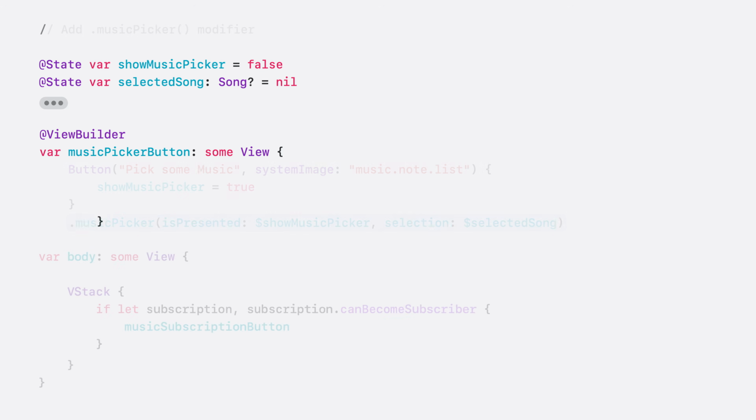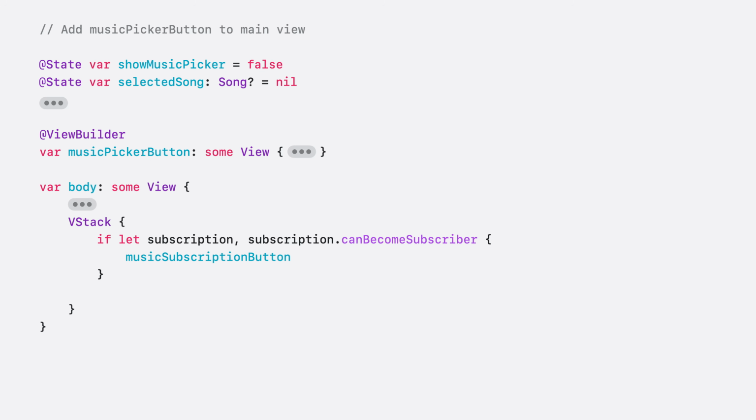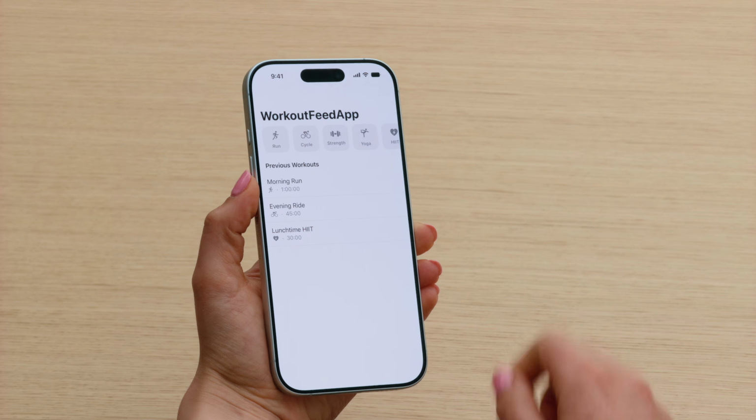Now, I'm going to add my Music Picker button to my main view where I added the other buttons. The Music Picker does not require a subscription, which is why I have it regardless of the subscription check. If there is no subscription, the picker will only show music items from the person's library, rather than both the library and catalog. I'll now build and run this.